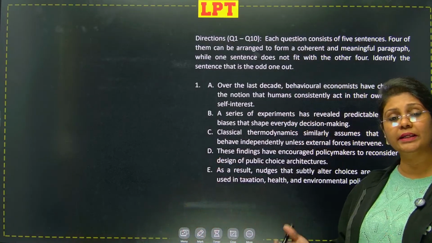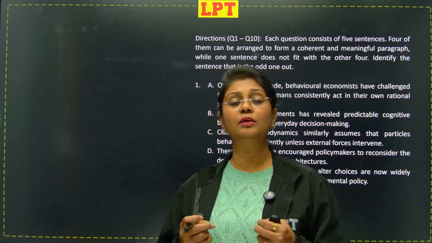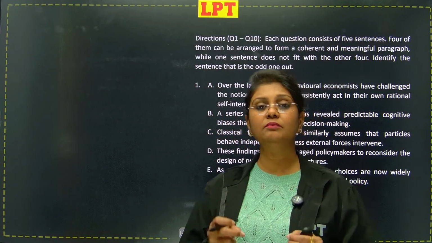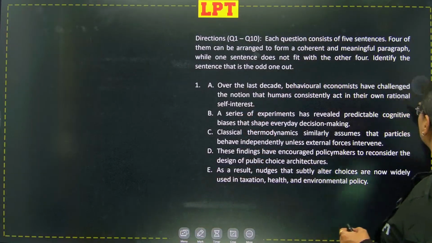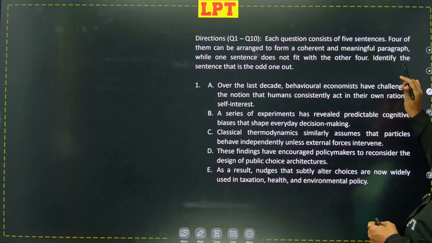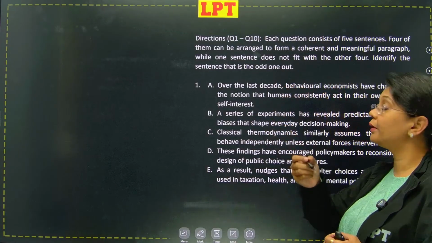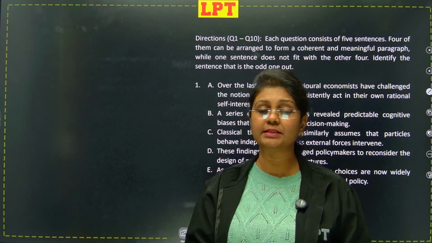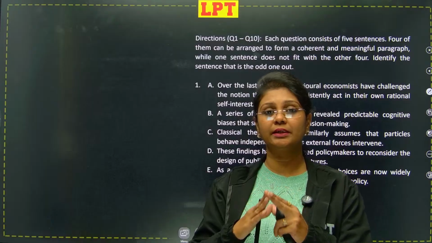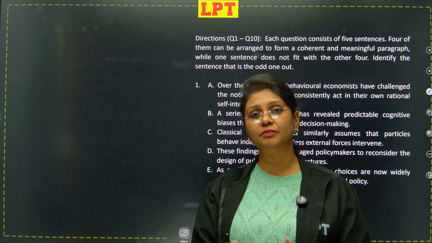So let's first read the sentences and see, guys. Understand one thing: when you talk about odd one out questions, it says each question consists of 5 sentences. 4 of them can be arranged to form a coherent and meaningful paragraph. So out of these 5 sentences, you can arrange 4 of them into a certain sequence, and the one that does not belong to the sequence is the answer we are looking for.